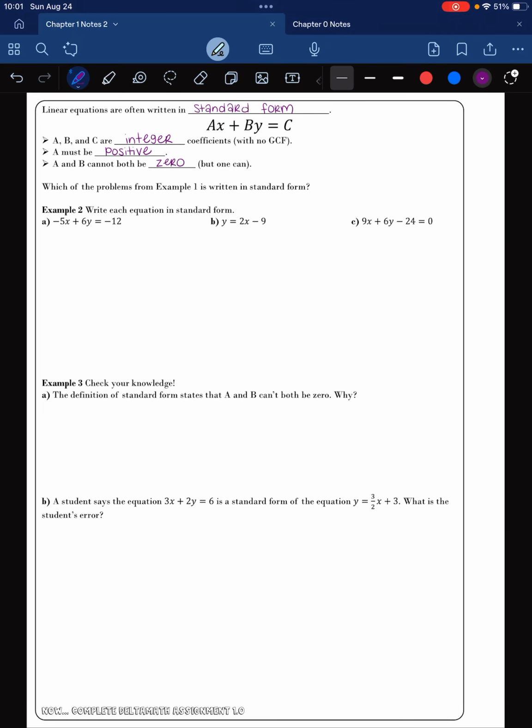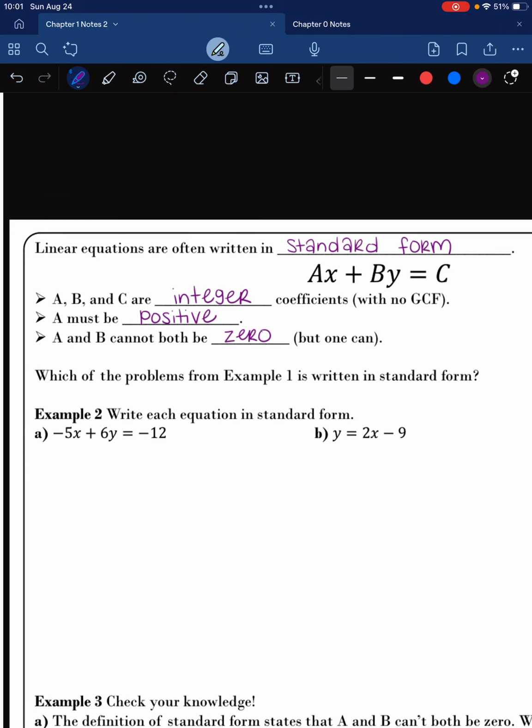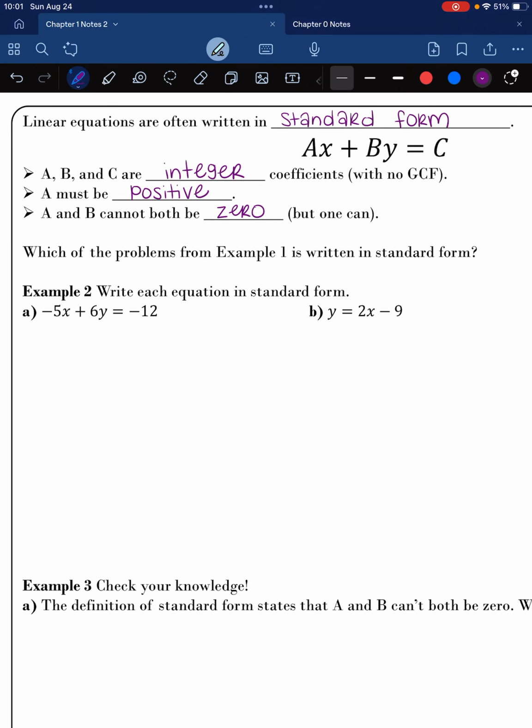So standard form has a couple of requirements that's important to go over. Linear equations can be written in standard form. That's going to look like this, where x and y are on the same side. Some rules are that a, b, and c must be integer coefficients with no common factor. So that means that if I can divide all of them by 3, I should go ahead and divide everything by 3 so they don't have a common factor anymore. If they're all even, I can go ahead and divide them all by 2.